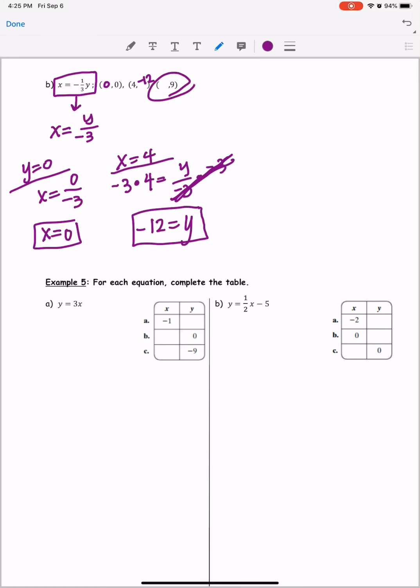Okay, and then last one, they're telling me y is 9. We don't have x, but we are given y. So we've got y equals 9. So plug that in here. So I've got x equals 9 divided by -3. Well, 9 divided by -3 is -3.